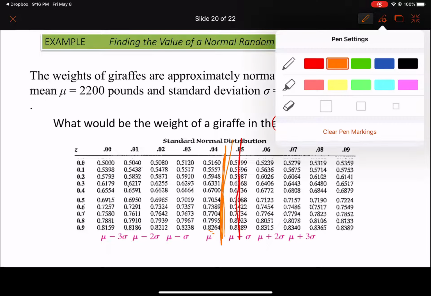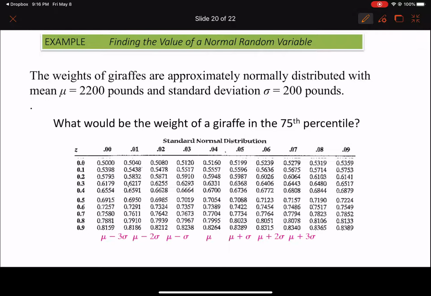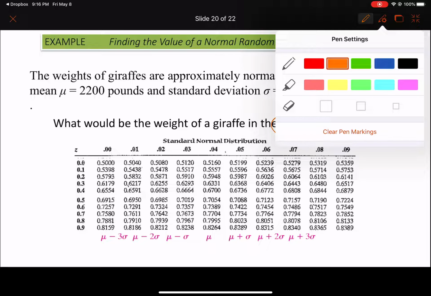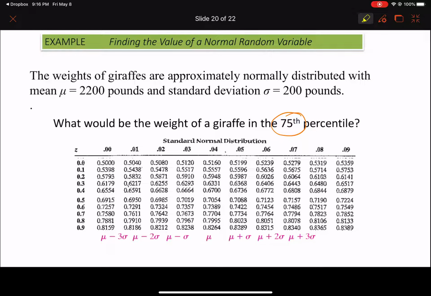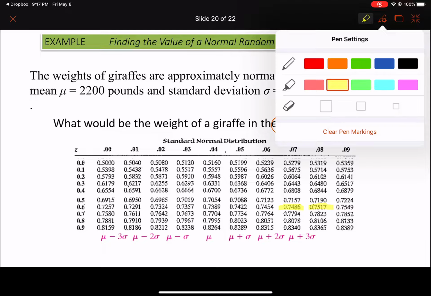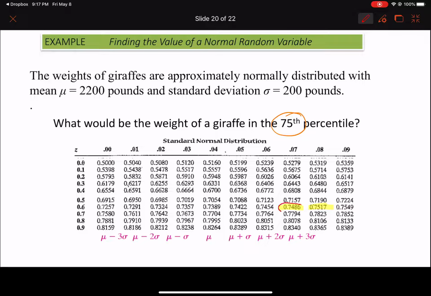I only gave you that piece right there. So I'm looking for the 75th percentile, so 0.75. I'm going to look here to see if I can find 0.75. I've got 0.7486 here, 0.7517 there. 0.7486 is slightly closer to 0.75, so I'm going to take that one.